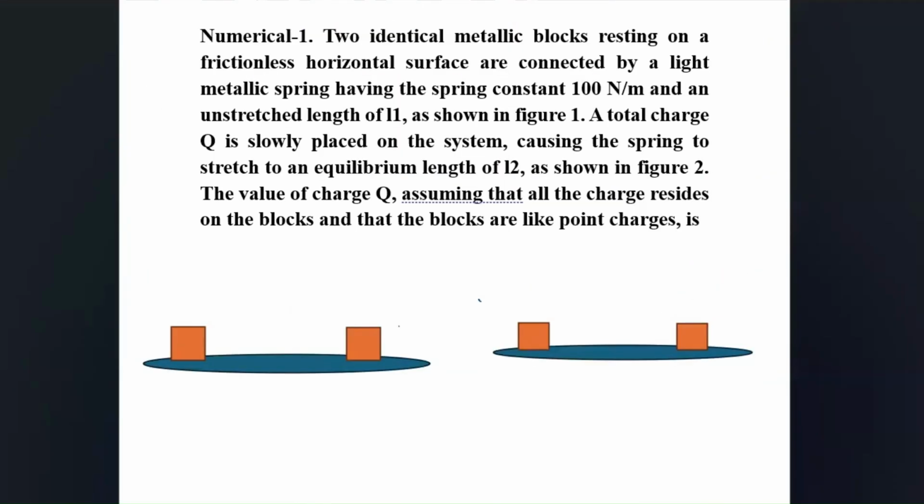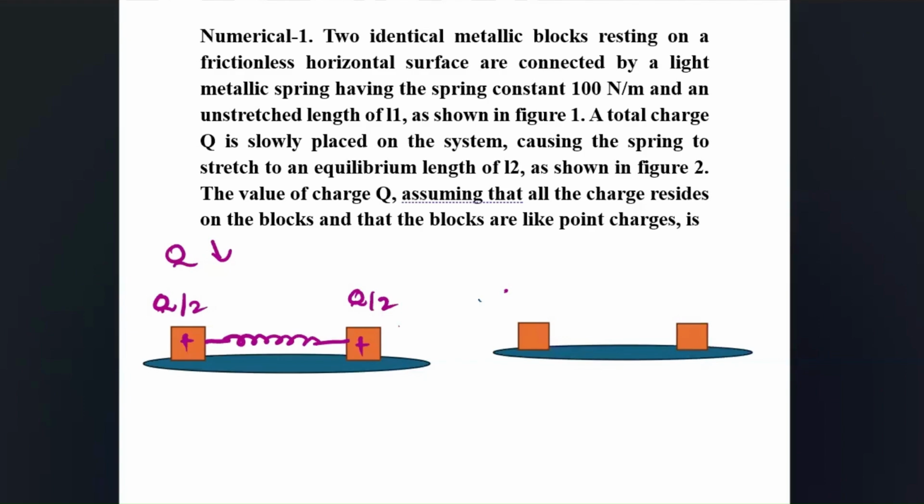On a horizontal surface, the blocks are placed and a spring is connected between them. How much charge is given to the system? Q charge is given to the system. Because the blocks are identical, this gets Q by 2 charge and this gets Q by 2 charge. Like charge, this becomes positively charged, and this becomes positively charged. Total charge Q is slowly placed on the system, causing the spring to stretch to an equilibrium length of L2. Why does it stretch?